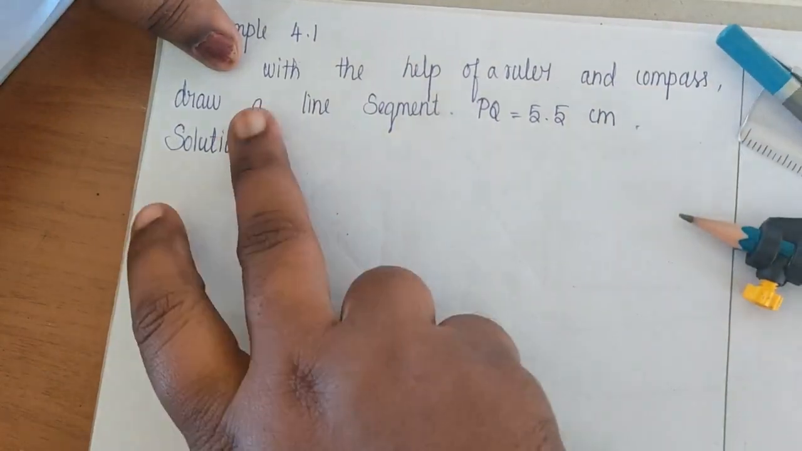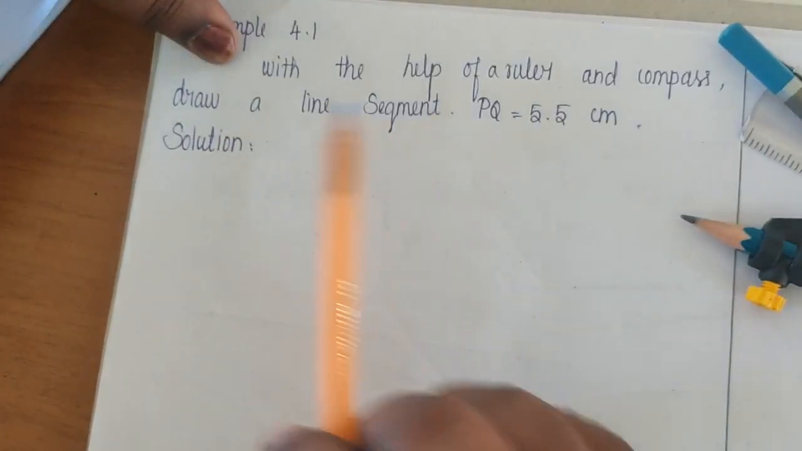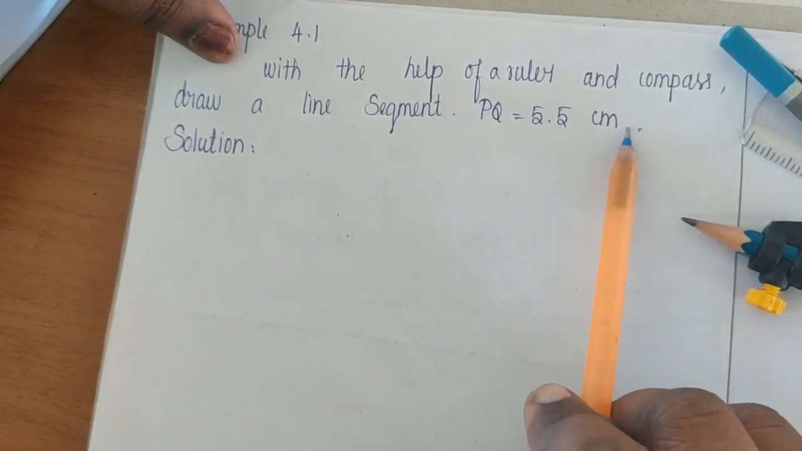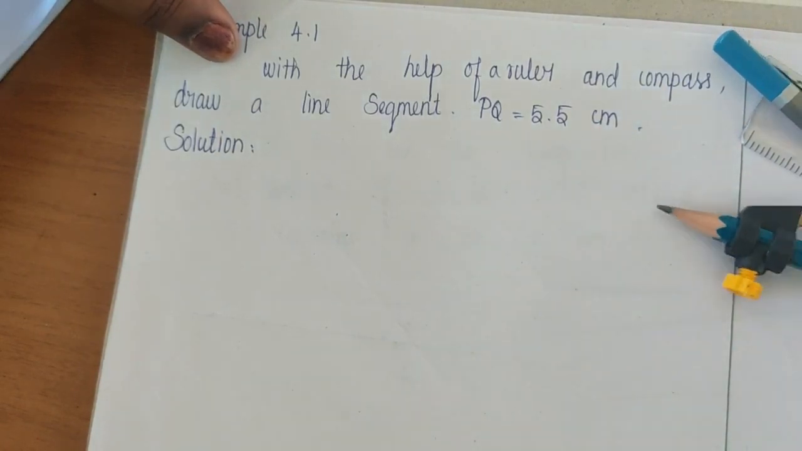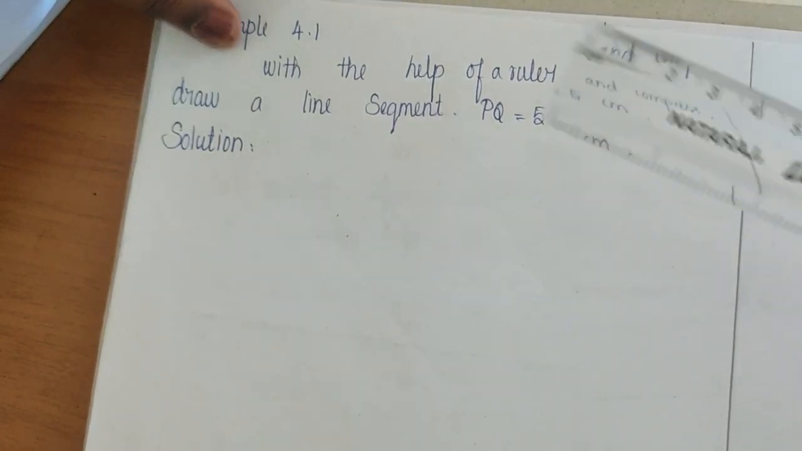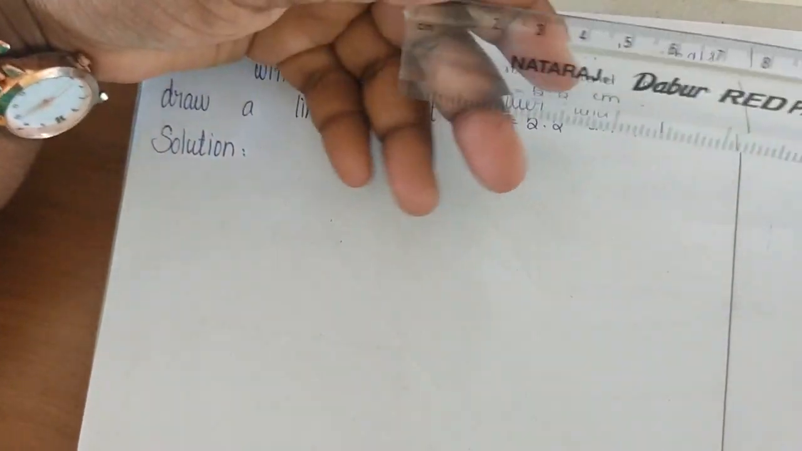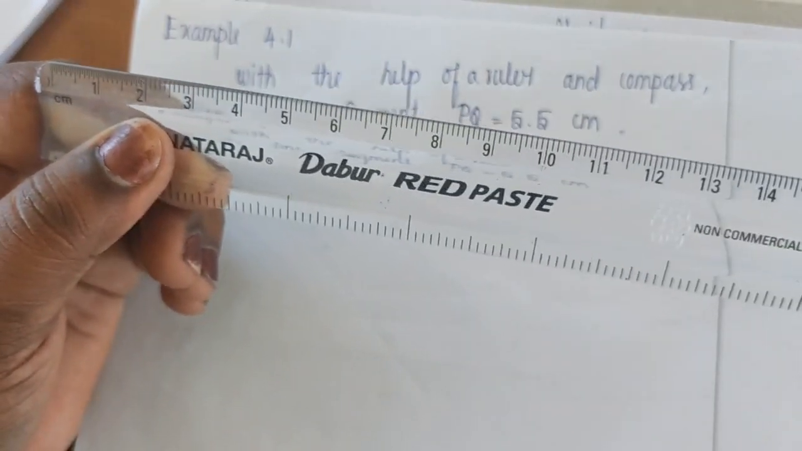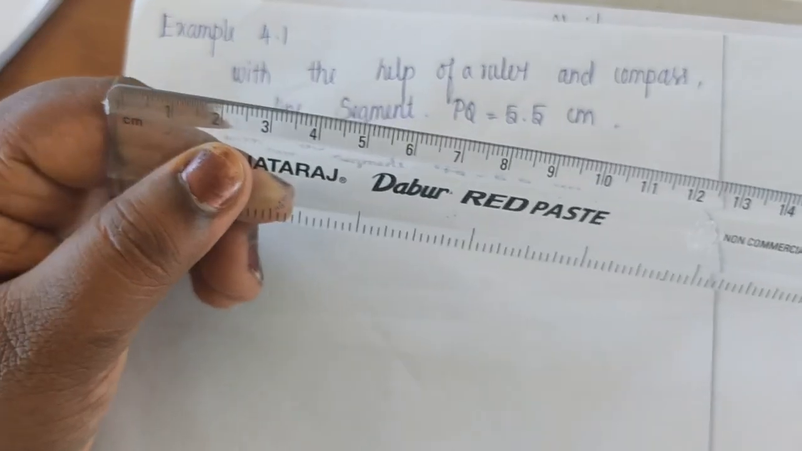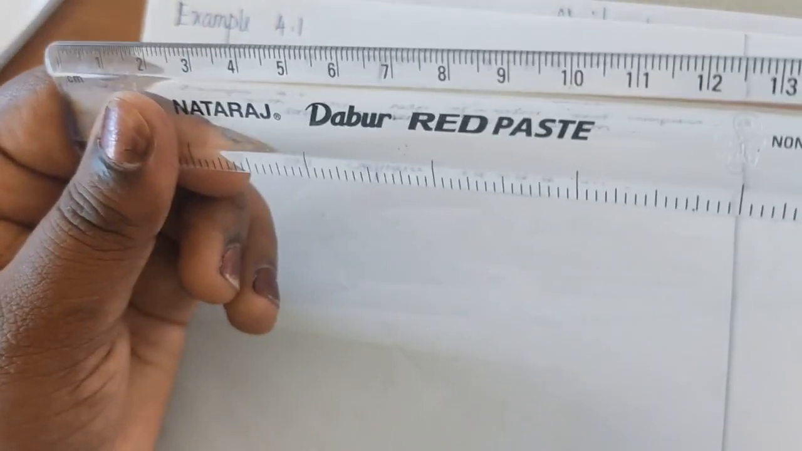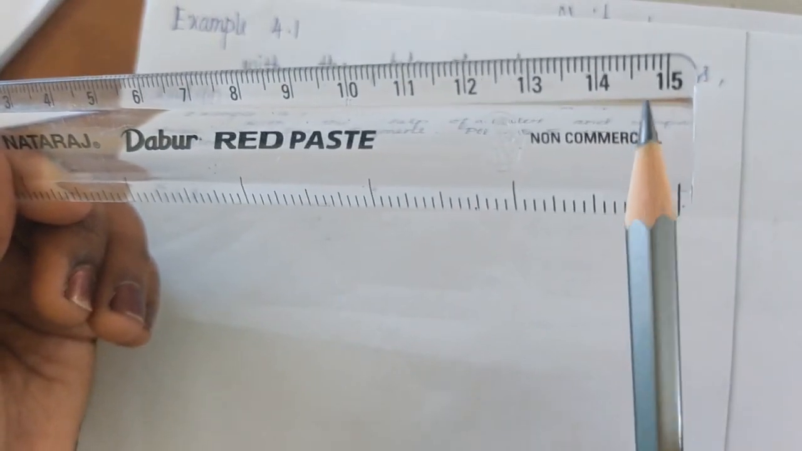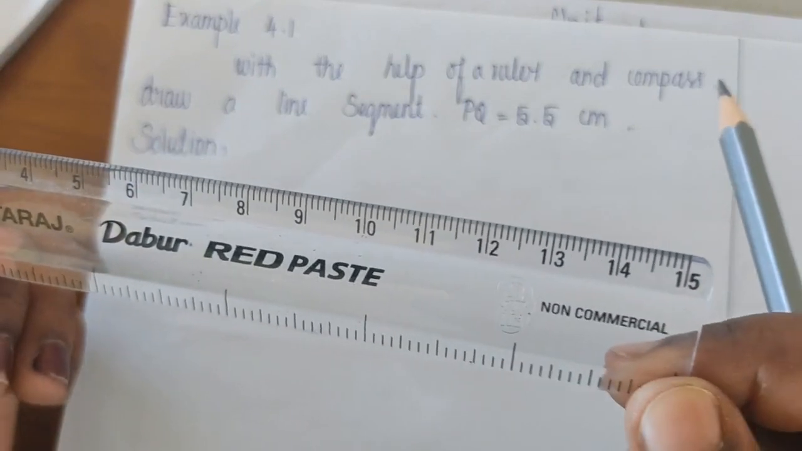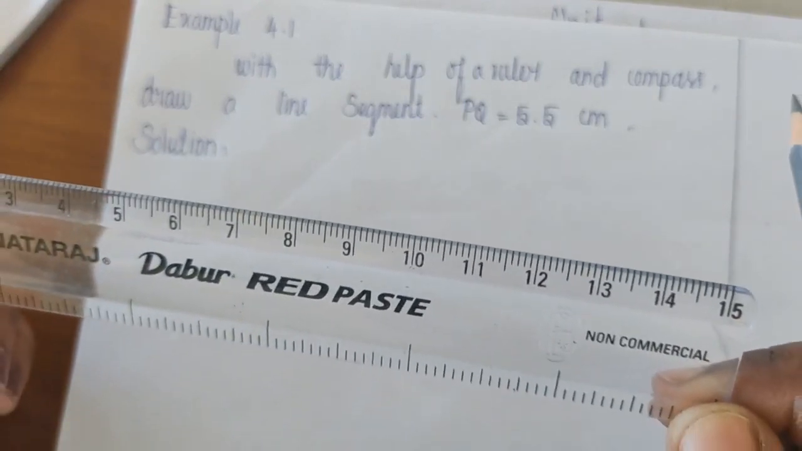Draw a line segment PQ equal to 5.5 centimeters. What is this? This scale is 15 centimeters. So, okay students, take a scale of 15 centimeters or 30 centimeters. Any scale we take, we use it for the first drawing.